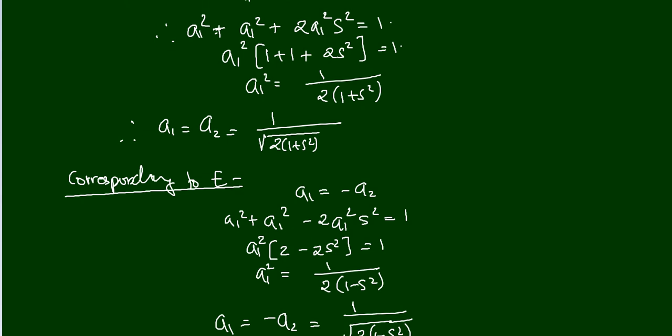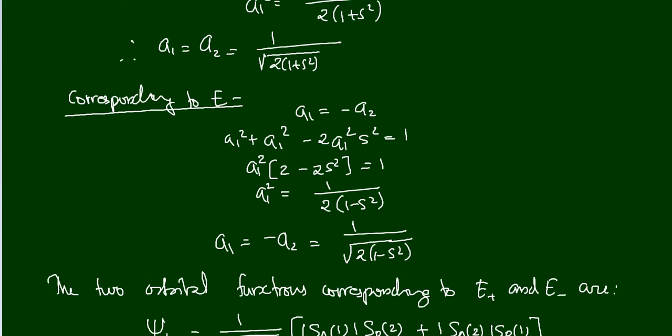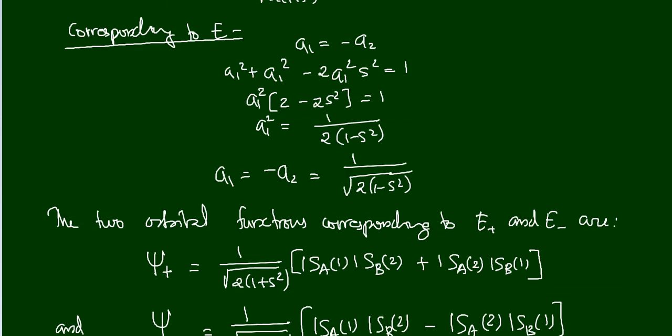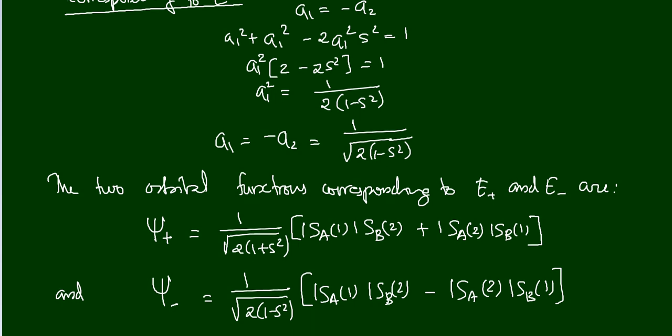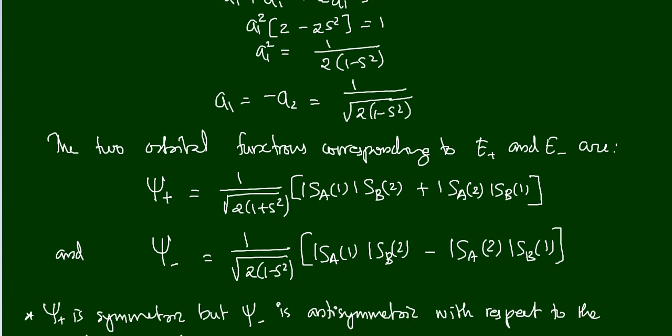Okay, and now corresponding to e minus, in the case of e minus, a1 is equal to minus a2. So if you are applying the normalization condition, we will reach the value a1 is equal to minus a2, that is equal to 1 divided by root of 2 into 1 minus s square. Okay, now the two orbital functions corresponding to e plus and e minus we can write.